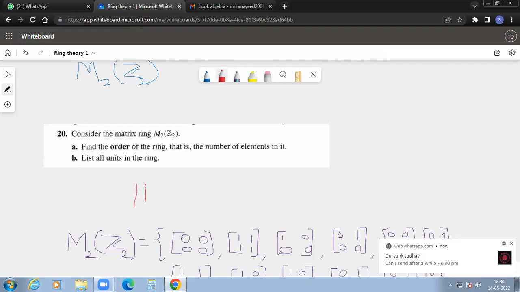Bar M2 of Z2, so what I got is, yes, what was the number?